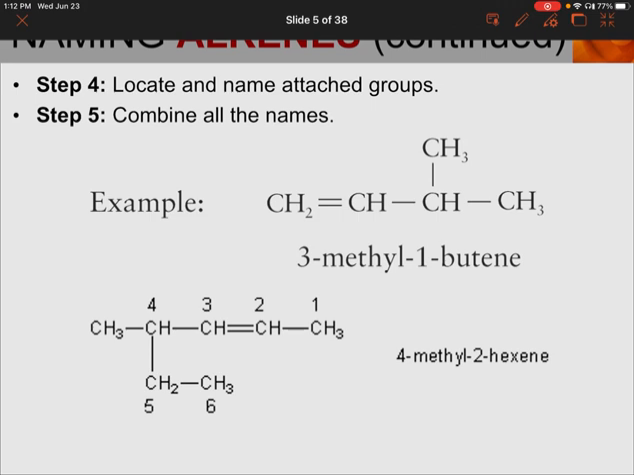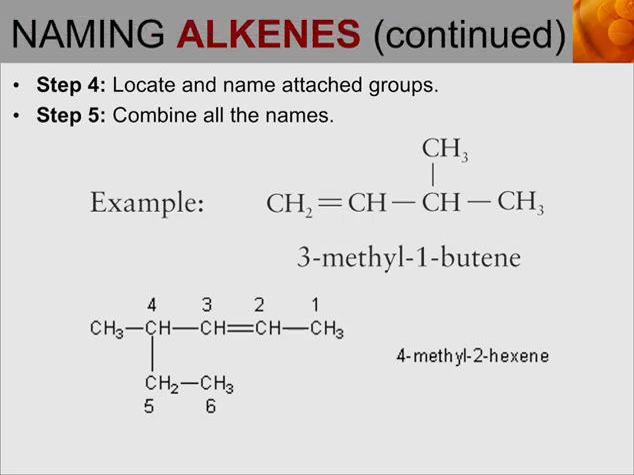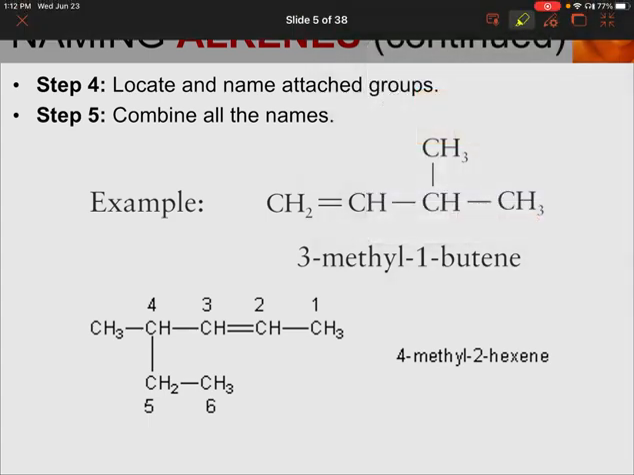All right, so now let's look at examples where we might have an extra group attached to our chain. If that is the case, so if you have a branched alkene, then we're going to locate and name any attached groups, and then we'll just combine all of the names into one name. So looking at our first example down below, we have 1, 2, 3, 4 carbons in a chain, and that chain includes our double bond. Then we have a branch coming off, so a group that's attached. And let's see, this would be called methyl.